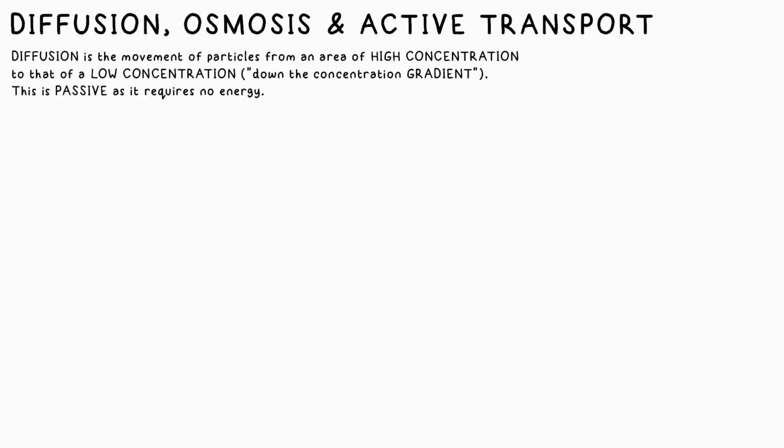Diffusion is the movement of molecules or particles from an area of high concentration to an area of low concentration. We say they move down the concentration gradient. Like a ball just rolling down a hill, it'll do it by itself. This doesn't require any energy input, so we say it's passive. This will happen across a semi-permeable membrane if the holes are large enough for the molecules to move through. For example, water can pass through, but glucose will not, at least not by diffusion anyway.